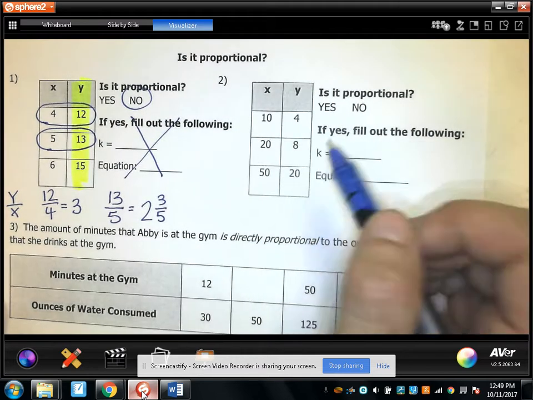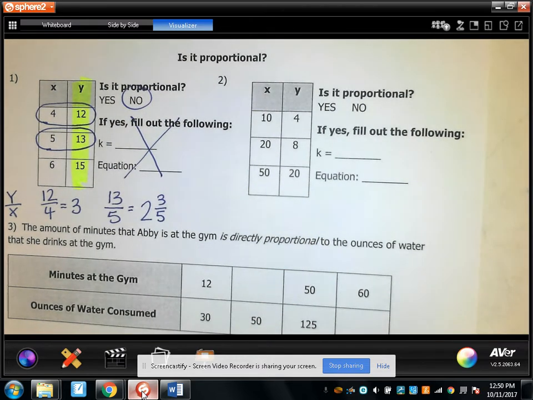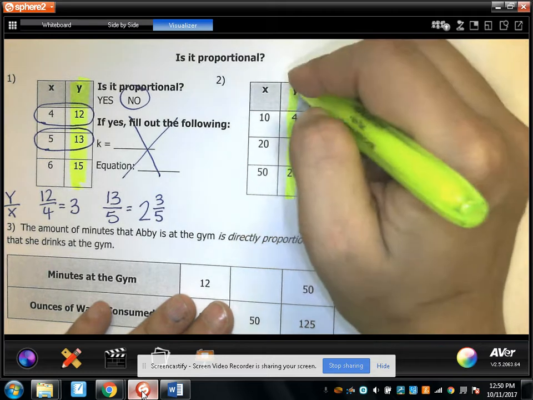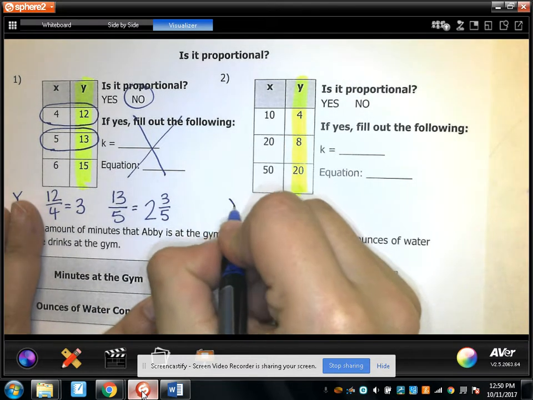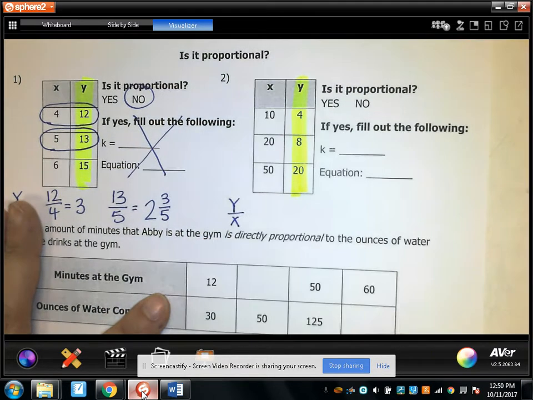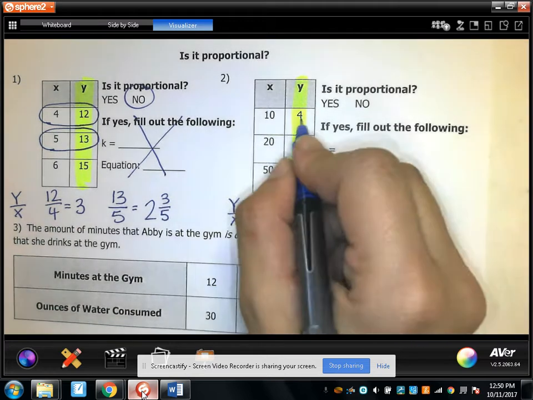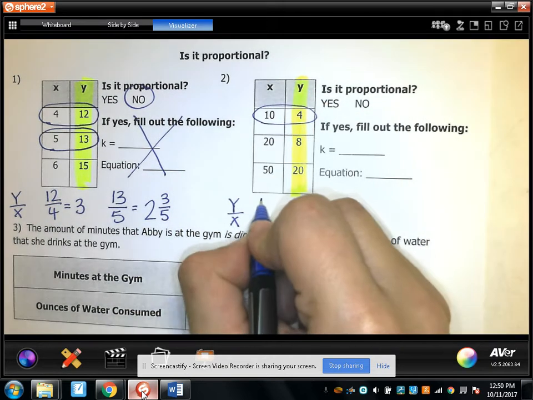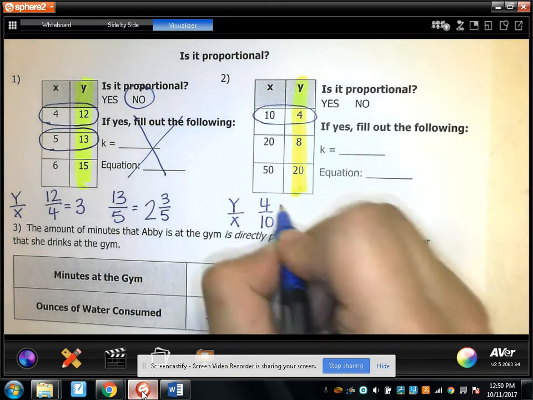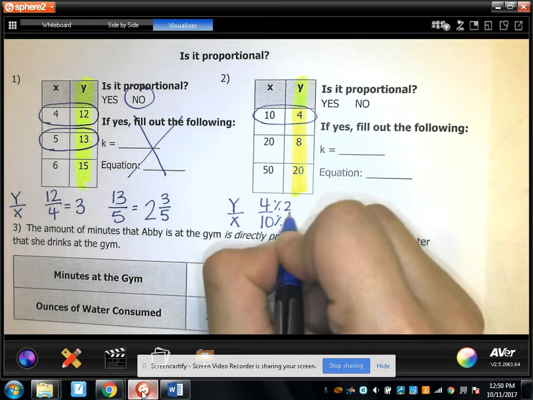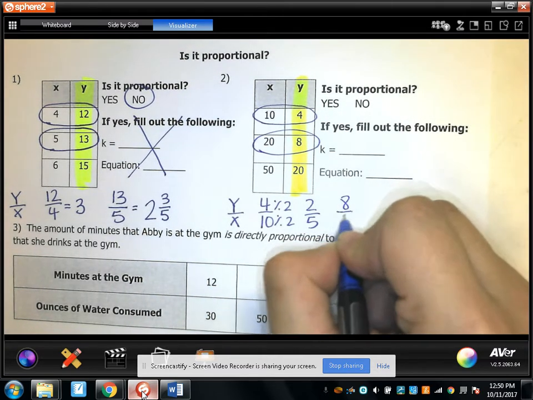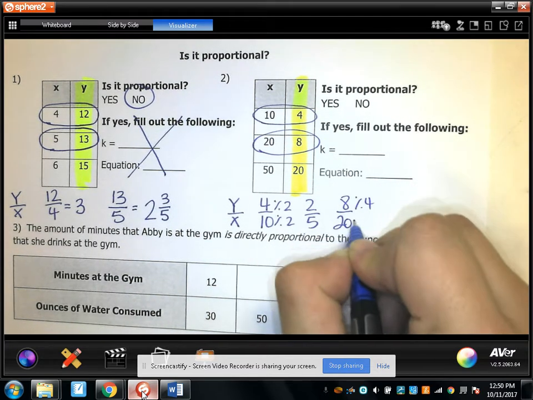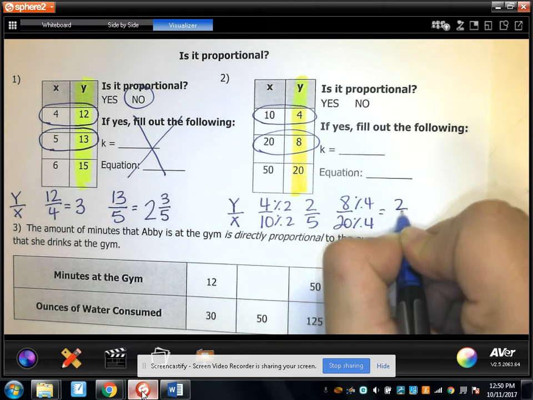So, is this proportional? Well, I'm going to highlight my y's. I'm going to do y divided by x, and I'm going to see if I get the same exact value each time. So let's see. My first relationship, I'm going to do 4 over 10. Well, let me simplify that, and I get 2/5. For my second pair, I'm going to do 8 over 20. Just simplify that, and I get 2/5.